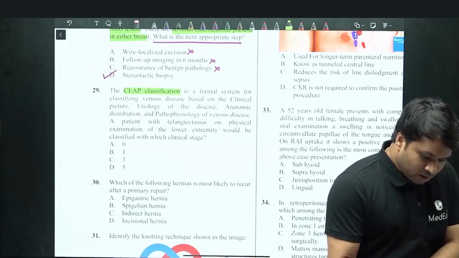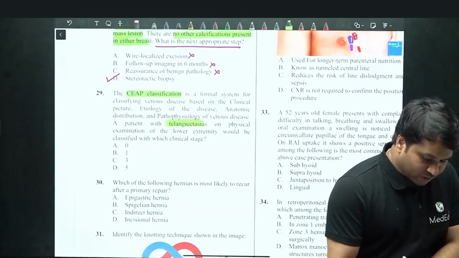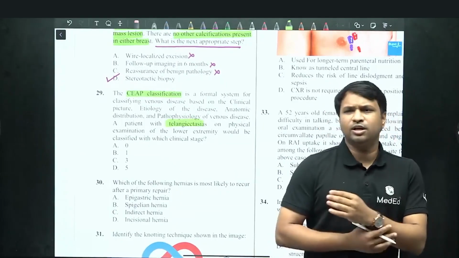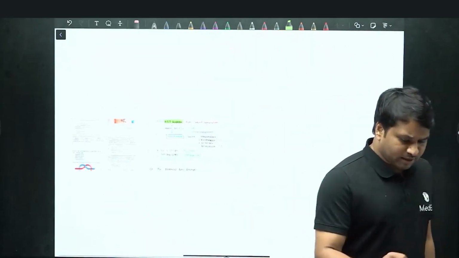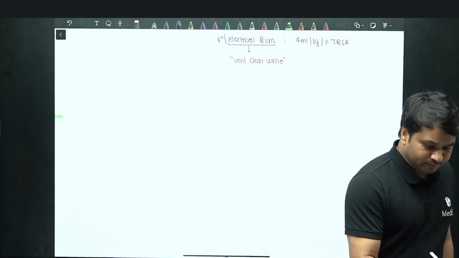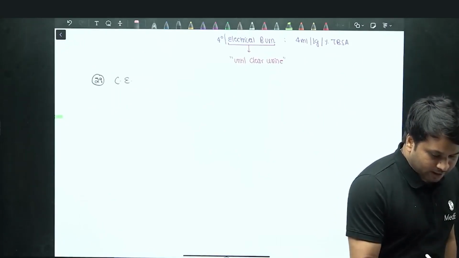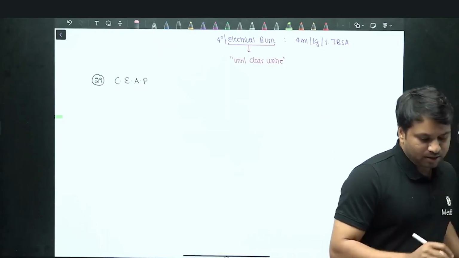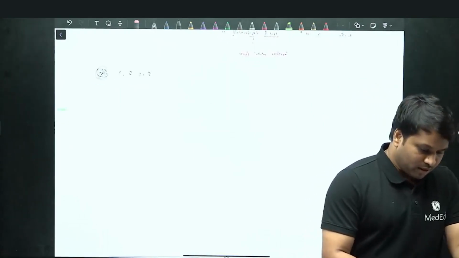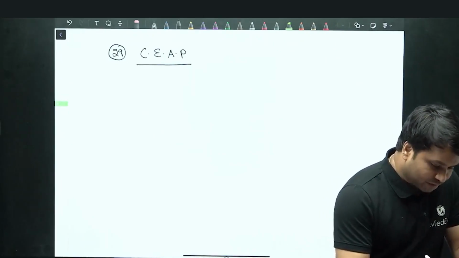Okay. Clinical picture, etiology of disease, anatomical pathophysiology, venous. A patient with a telangiectasia on a physical examination of lower extremity would be classified into which clinical staging? I'll look quickly at the clinical, that is the CEAP classification. Question number 29. We are looking at the CEAP classification, right? Now, in the CEAP, C is clinical, E is etiological, A anatomical, P pathophysiology.